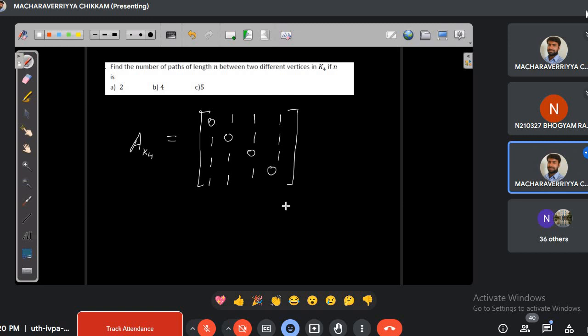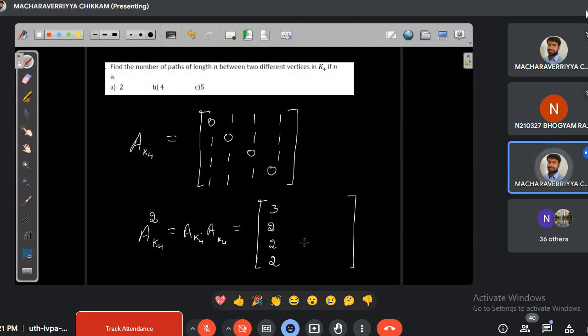Alright. So now they are asking about the number of paths of length n between any two different vertices. Okay, for that we need to see the square of the adjacency matrix of K4, that is the product of these two. So what is the product? If you look at the first column of the result of the product, that is the sum of the last 3 columns. So 3, 2, 2, 2.